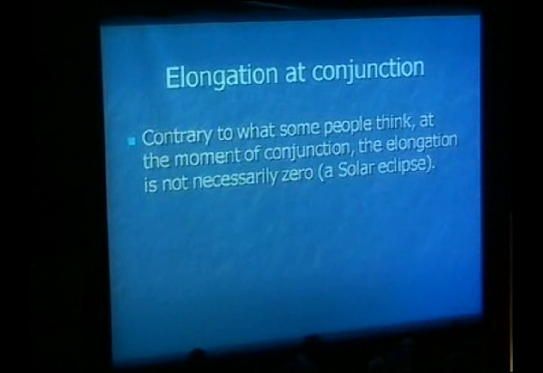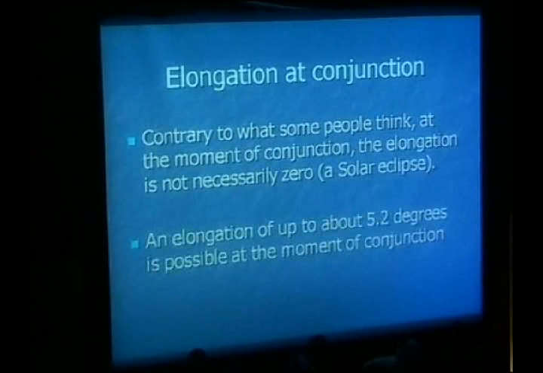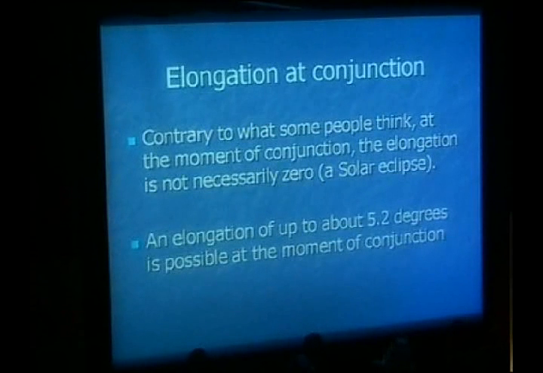Contrary to what many people think, the elongation at the time of conjunction is not zero. If the elongation is zero, we have a solar eclipse. So at the time of conjunction, the elongation is not necessarily zero, and we know that an elongation of up to about 5.2 degrees is possible at the moment of conjunction.